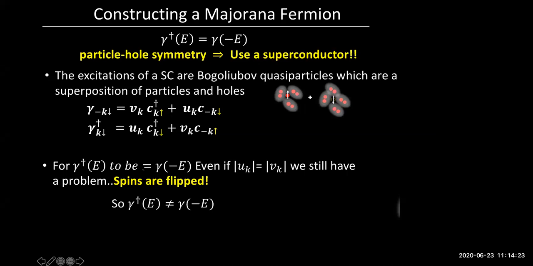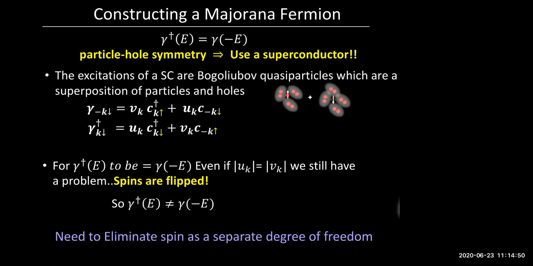But even if you could do that, we do have a problem. The problem is for these two to be equal, you look at this creation operator. This is a spin up particle, and this is a spin down particle. So these two spins are actually flipped. So normal Bogoliubov quasiparticles of regular S-wave superconductors, for example, cannot really be Majorana fermions. And so what you really need to do is to actually eliminate spin as a separate degree of freedom. That's what you would like to do. So before I go ahead, are there any questions?